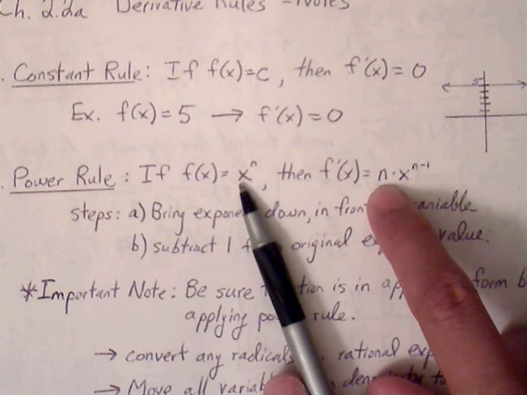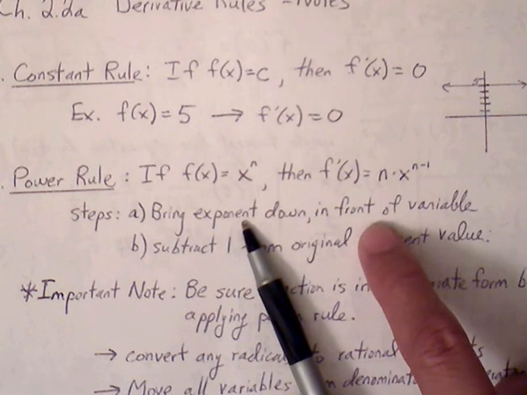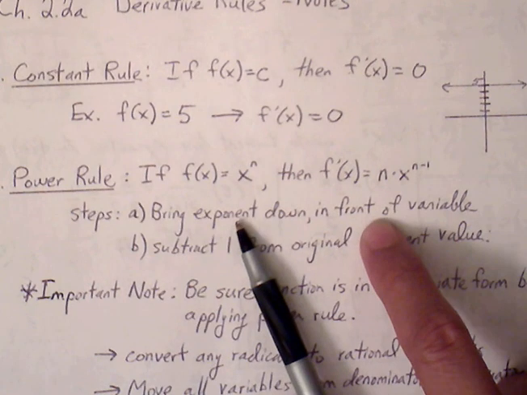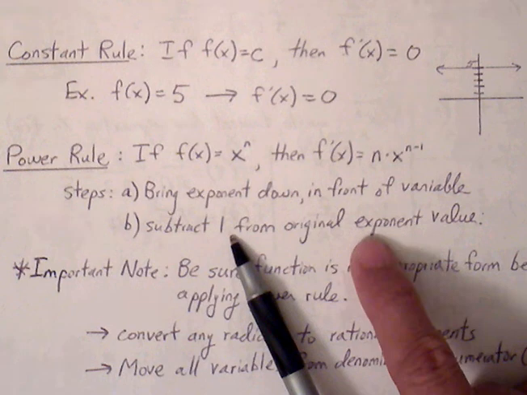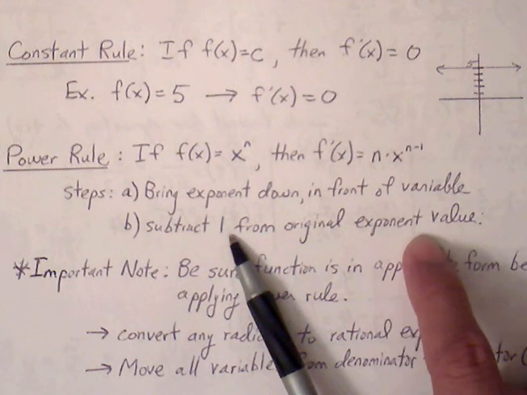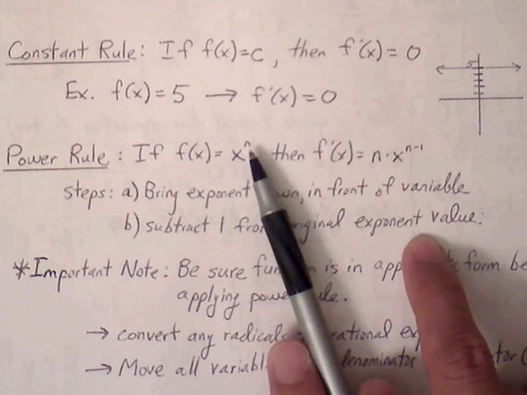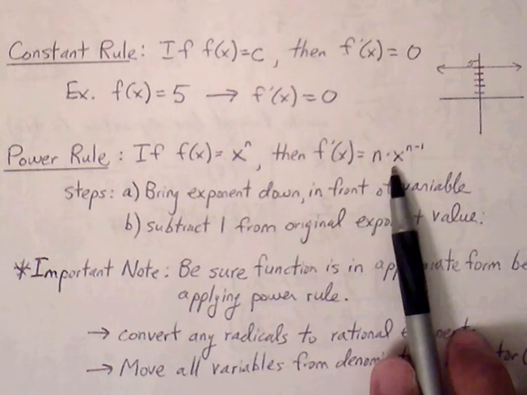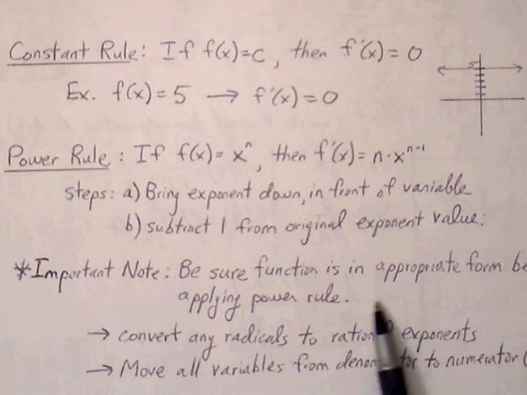So when we start off with x to the nth power, the way we find the derivative function is we take the exponent and we bring it down to the front, and that's represented by this n times. So we bring the exponent down in front of the variable, and then we multiply that exponent with the variable. Next, we just subtract 1 from the original exponent value. So n times x to the n minus 1. Okay, so as simple as that.